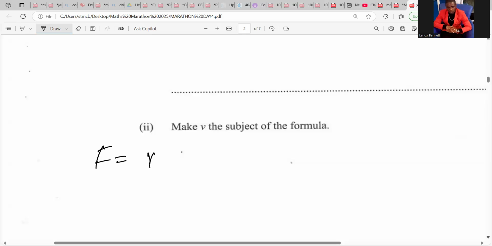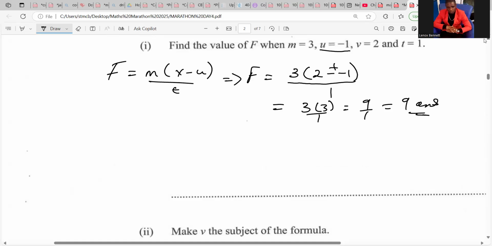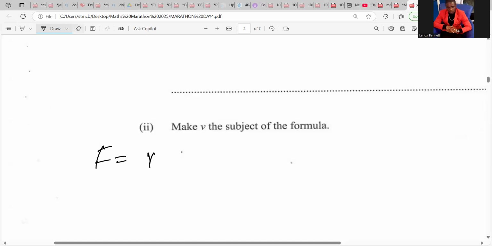I don't remember all the formula. Let's go up. I think it was M outside. It was M outside. Okay. So M bracket V minus U. Always do that, guys. When I'm not sure, go back up. All right. So M bracket V minus U over T. And we have to make V the subject of the formula. Go ahead and try that one.